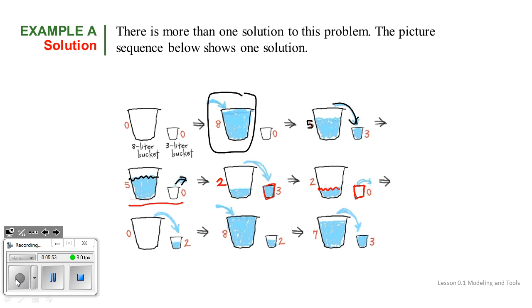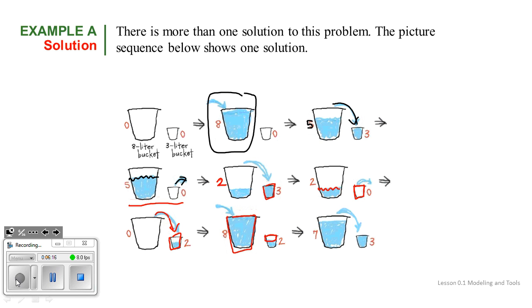Again, I have 2 liters in the larger bucket. What can I do from there? I'm going to take that 2 liters. I'm going to dump it into my 3-liter bucket. I'm going to fill up the 8-liter bucket. And now remember, I have 1 liter left right here. I know that, because I know there are 2 liters in there.